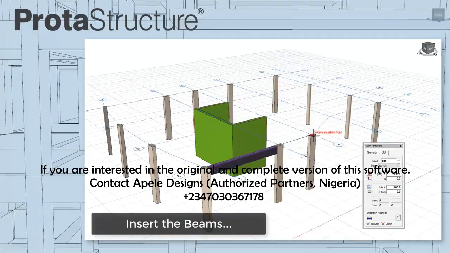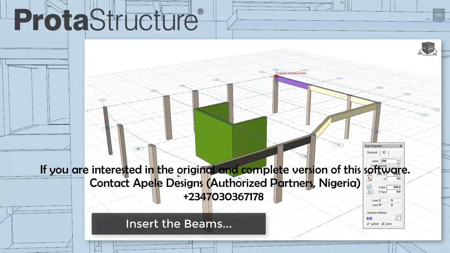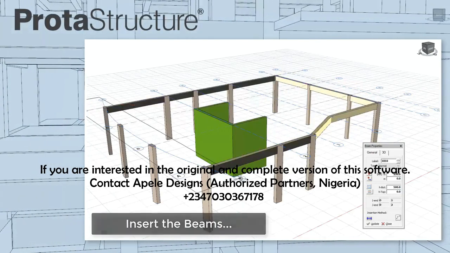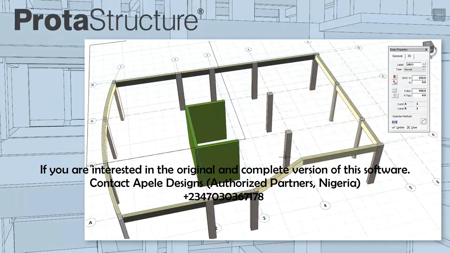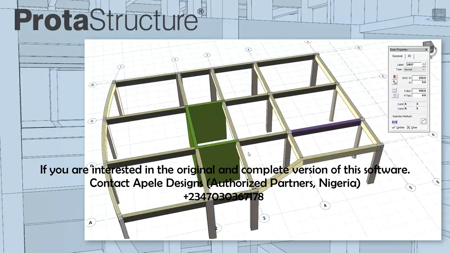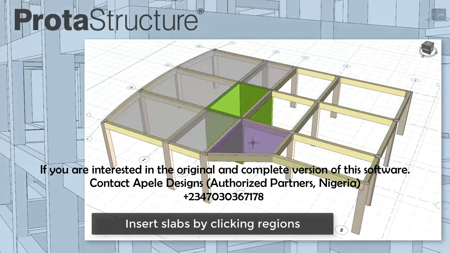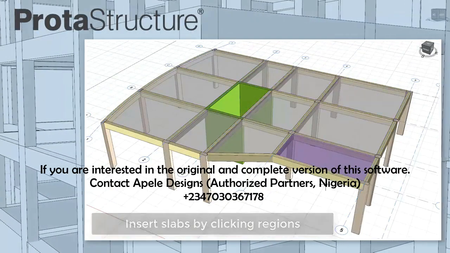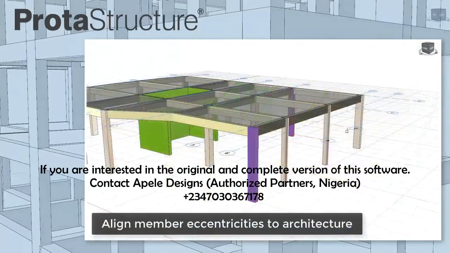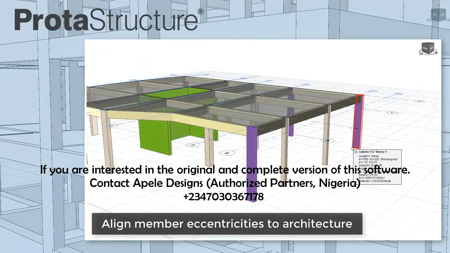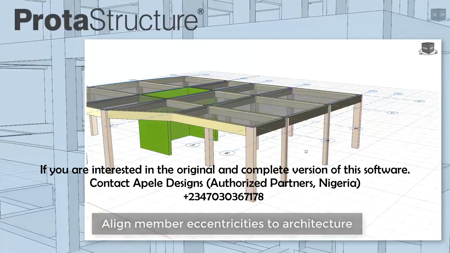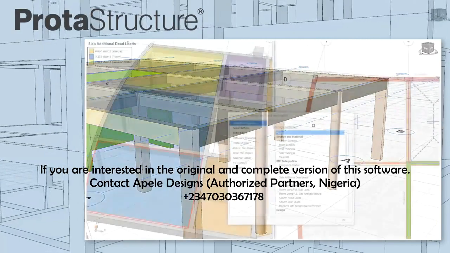Inserting beams is also easy. Just pick 2 nodes along an axis line or windowing around. Inserting slabs is also simple. Just pick regions surrounded by beams or use edge lines having any form. Aligning member eccentricities against the architecture can be quickly adjusted by using arrow keys or by typing the values.